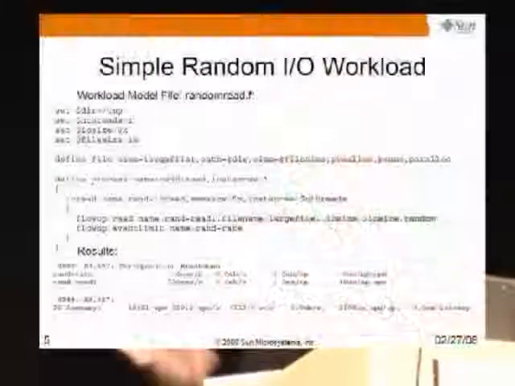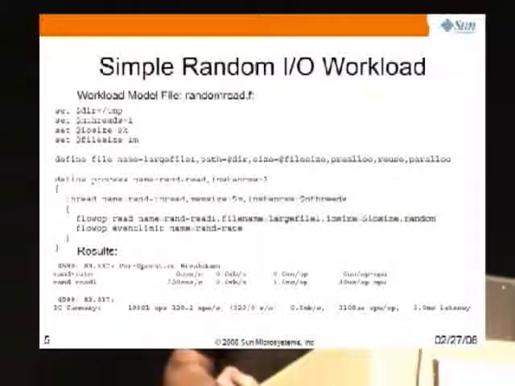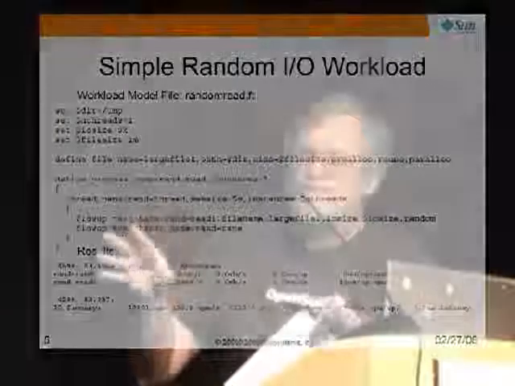So here's an example of a very simple random I/O workload. Notice at the top we also have variables which you can set to default values within the workload file itself, but you can also change them on the fly from the command console. And there you see a simple one with a single file and a process and a thread, and this one is doing a simple operation on the file, a random read.